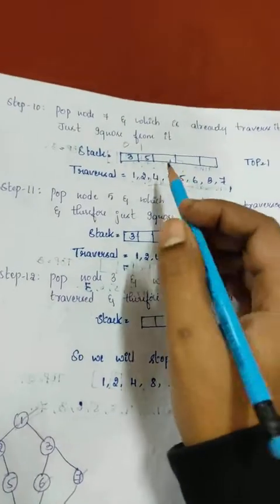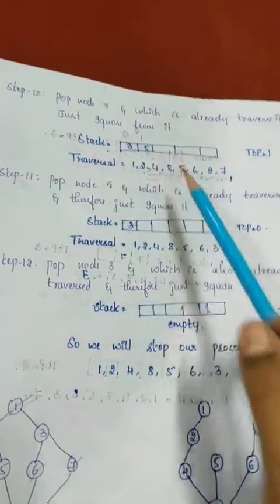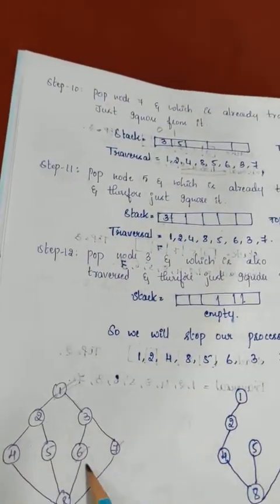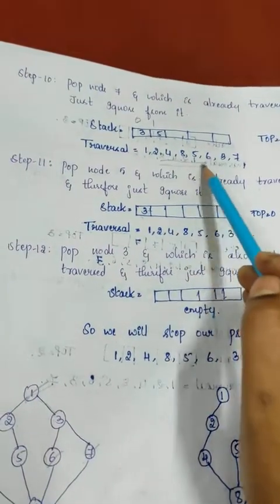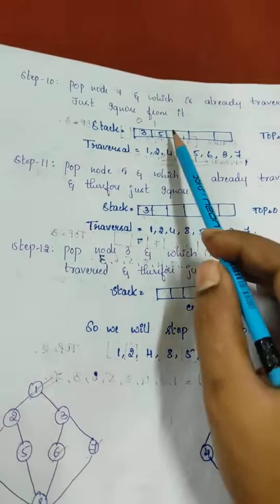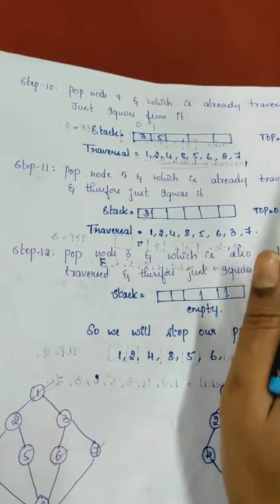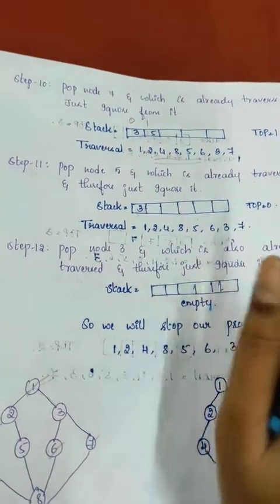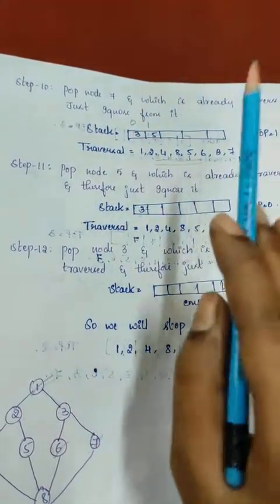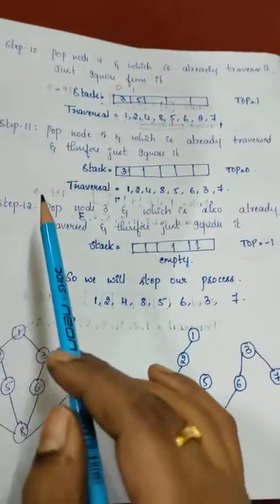So, I'll pop the 7th element. See here, 7 is traveling to 3 and 7 is traveling to 8. So 3 is there and 8 is there. Just ignore it from the stack. My traversal already has 7 written, so I am just ignoring it. You should not take repetition of the elements.